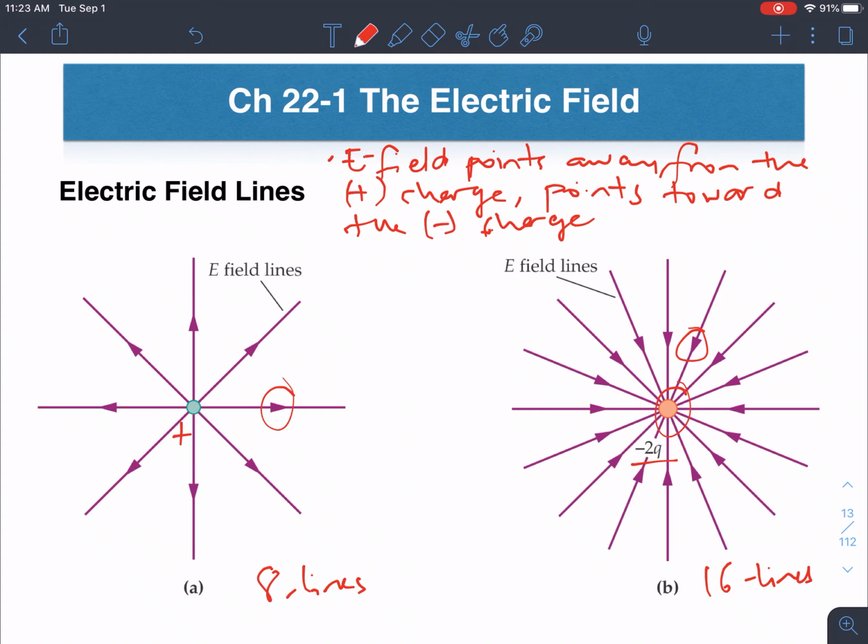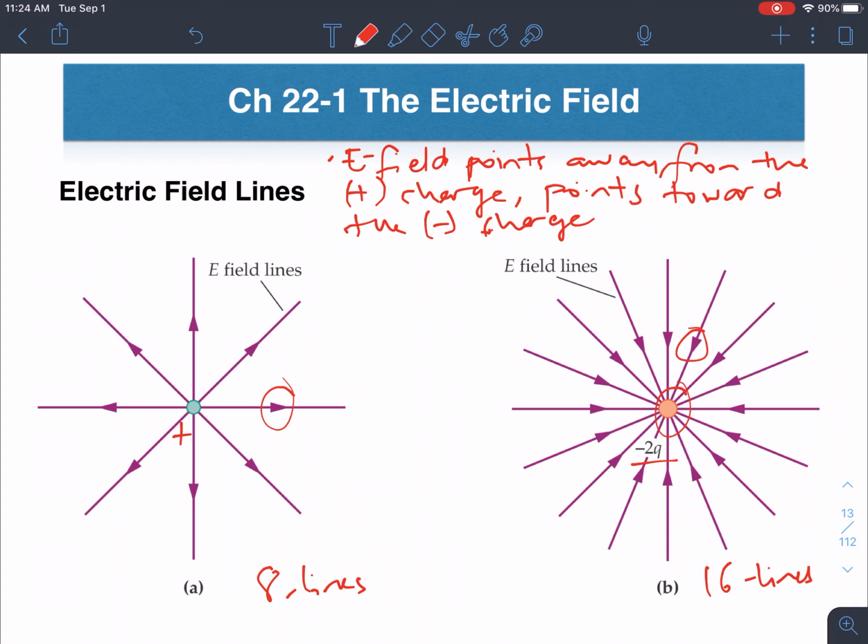When we draw those two cases, we are doing it relative to each other. Not every problem will be relative to each other, but in the same problem, you will have the field lines relative to each other. And one of them has 8, the other one has 16 lines. So part B is closely packed, and part A is separated. What do you think that tells you?